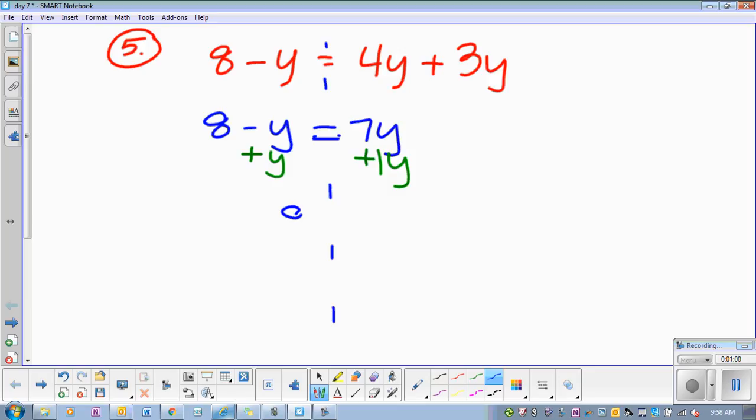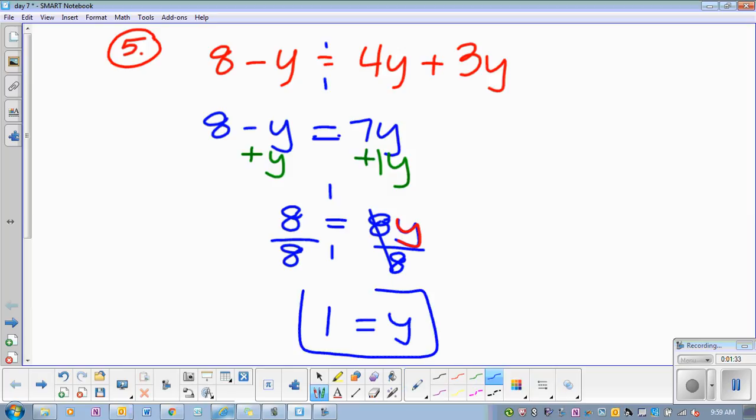So now I have 8 equals, what's 7y plus 1y? 8y. Good. We're so close. We want to solve for this y. Divide by 8. Good. We're doing the opposite of what it's doing, right? And then that goes away because it becomes 1. 8 over 8 is 1. So now we have y equals 1. Let's erase this. Equals 1. And there we go. That's it.